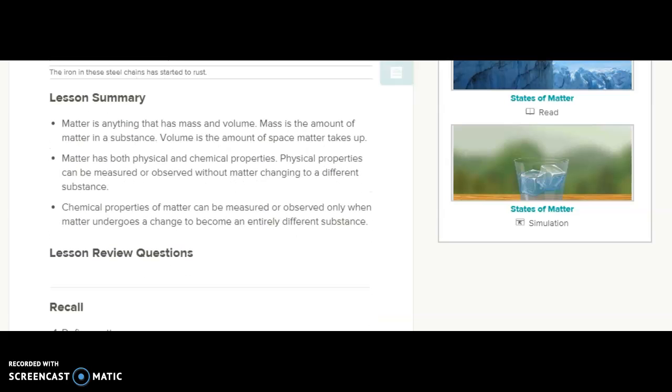Lesson summary. Matter is anything that has mass and volume. Mass is the amount of matter in a substance. Volume is the amount of space matter takes up. Matter has both physical and chemical properties. Physical properties can be measured or observed without matter changing to a different substance. Chemical properties of matter can be measured or observed only when matter undergoes a change to become an entirely different substance.